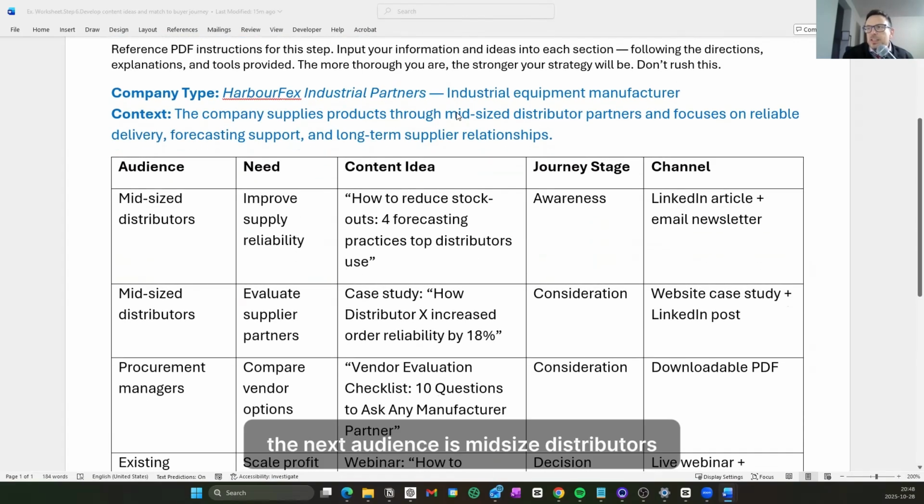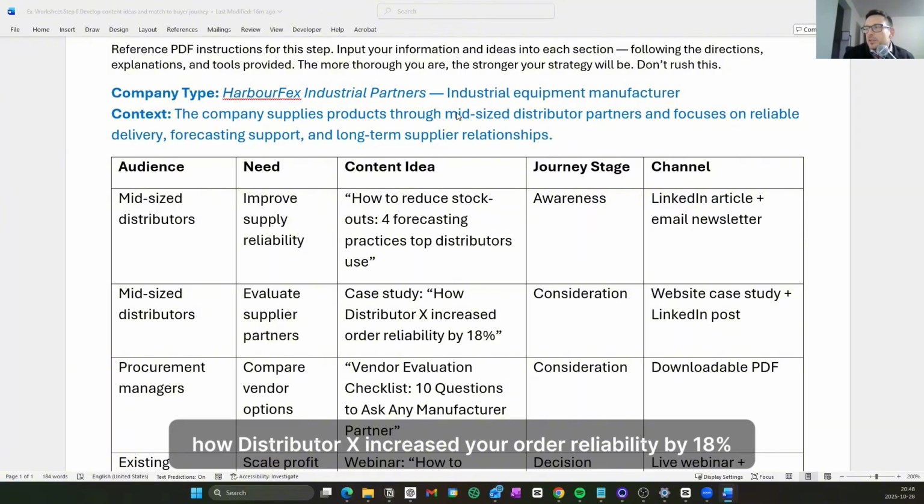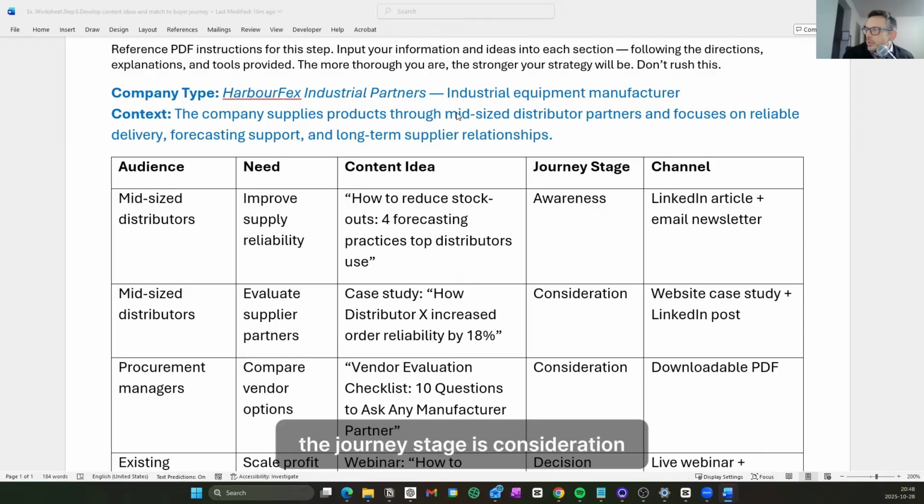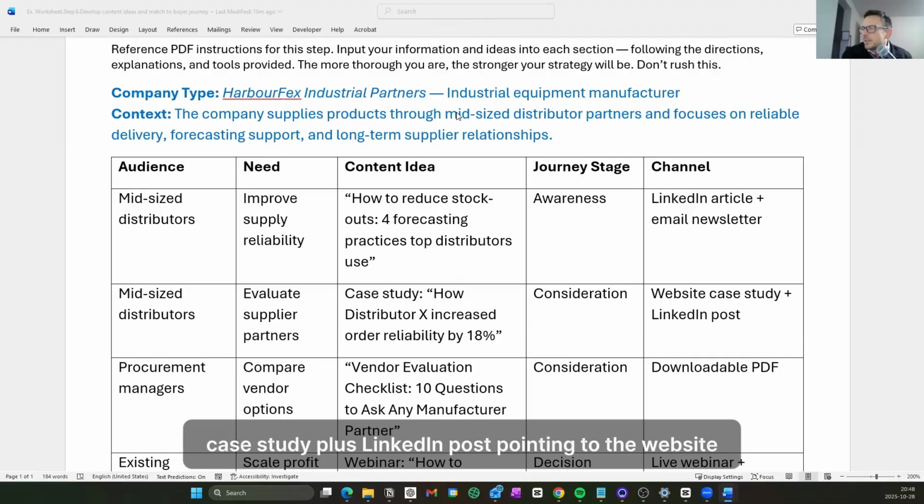The next audience is mid-sized distributors. The need is to evaluate supplier partners. The content idea is a case study: "How Distributor X Increased Order Reliability by 18%." The journey stage is consideration, and the channel is a website case study plus a LinkedIn post pointing to the website.